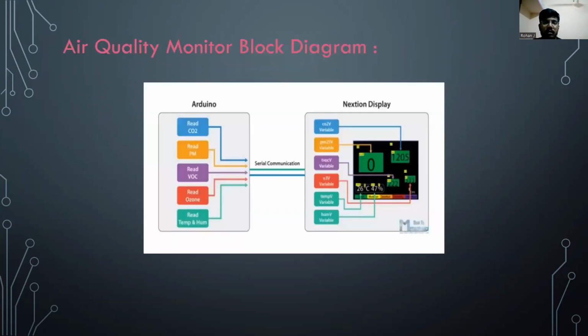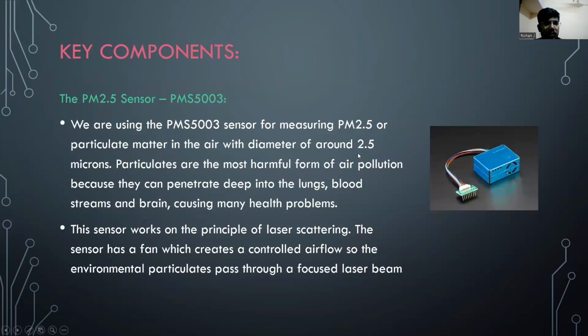So this is the block diagram of the air quality monitor. Basically, the various sensors such as carbon dioxide, VOC sensor, and ozone sensors, etc., are interfaced with the Arduino microprocessor. These are analog devices which are connected to the analog pins of the Arduino, and then the necessary data is displayed on the LCD display.